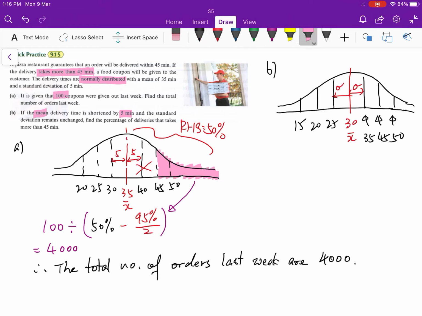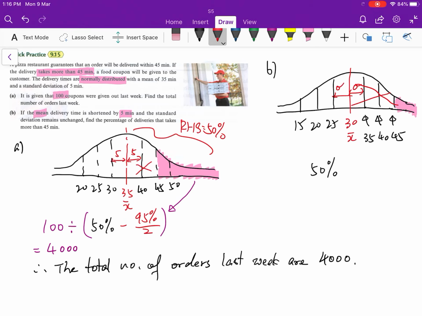Now, if everything else remains unchanged, we want to find the percentage of deliveries that take more than 45. So where is the more than 45? Highlight it. So this is more than 45. Oh, sorry, my fault. It's not here. It's 35, 40, 45. So more than 45 will be this part only. So you can see the percentage must be less.